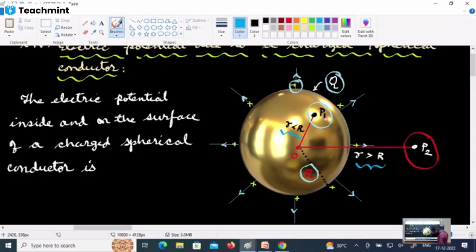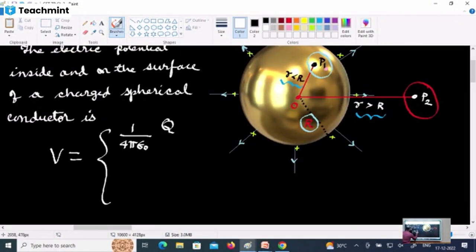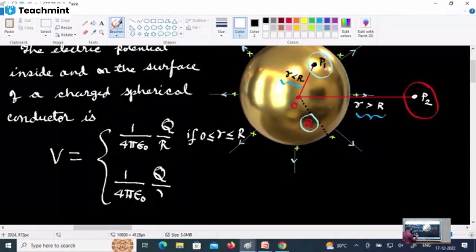Potential V inside is given by 1 divided by 4 pi epsilon naught Q divided by R, if r is less than or equal to R, greater than or equal to 0. Outside, the electric potential varies like 1 by 4 pi epsilon naught Q by small r, if r is greater than capital R.